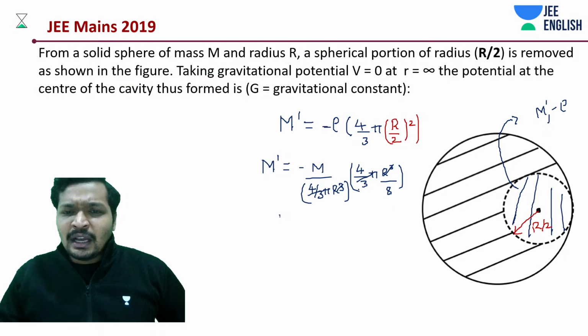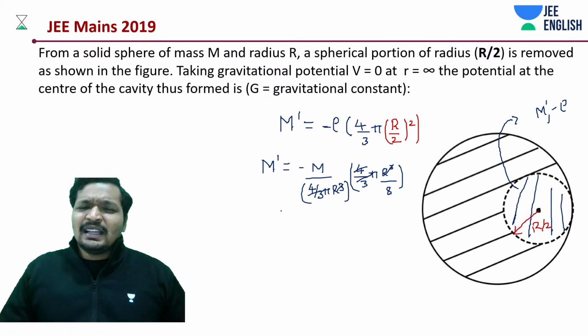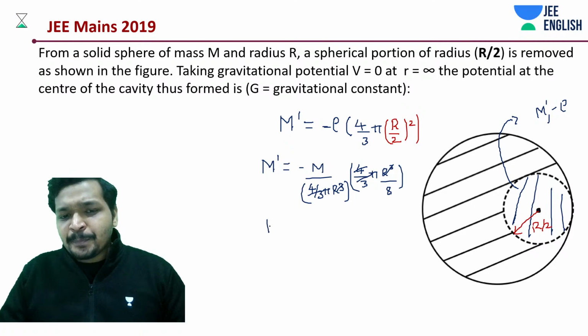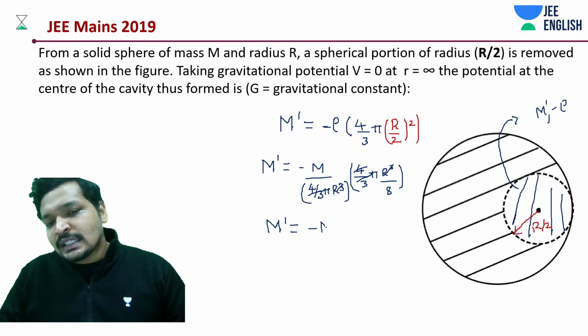And what do you have here? 4 is also getting cancelled out. Minus m by 8. M dash is coming out as negative because it has negative density but of the same magnitude.